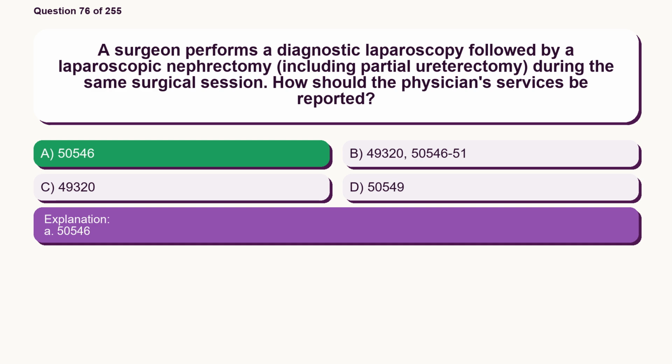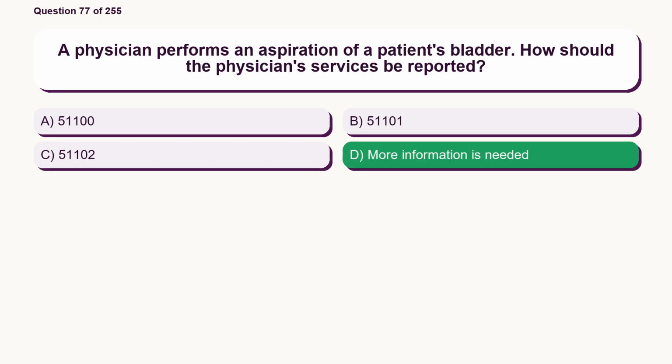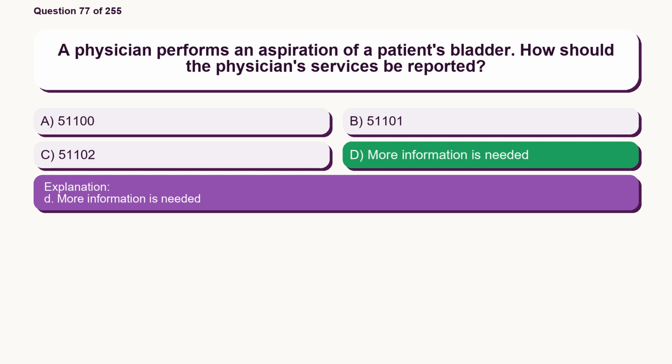Question 77. A physician performs an aspiration of a patient's bladder. How should the physician's services be reported? Option A, 51100. Option B, 51101. Option C, 51102. Option D, more information is needed. The correct answer is option D, more information is needed.